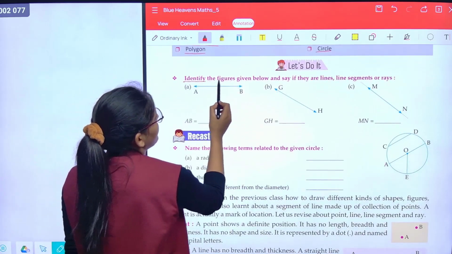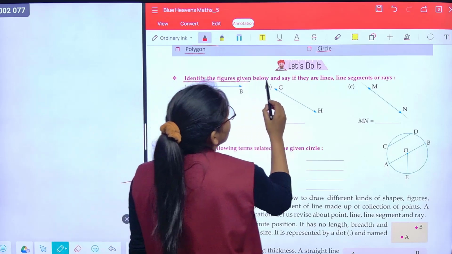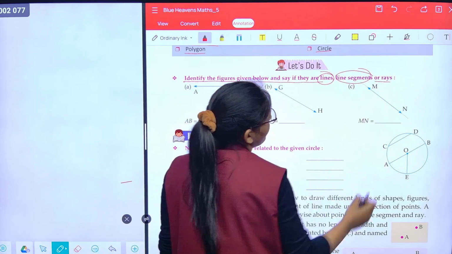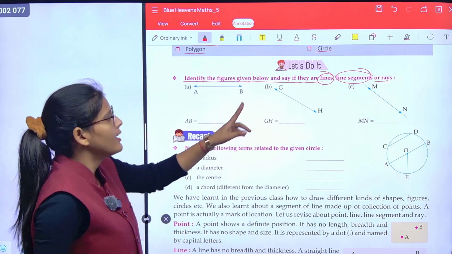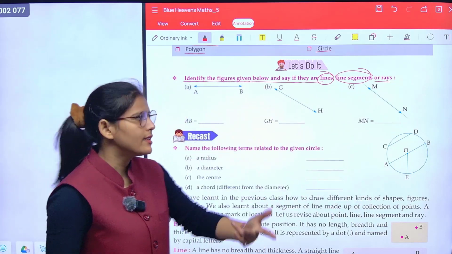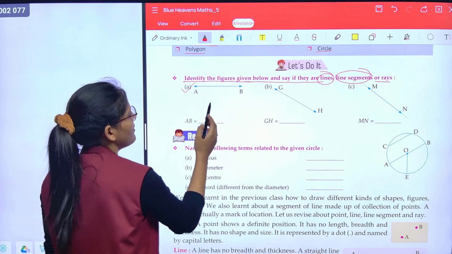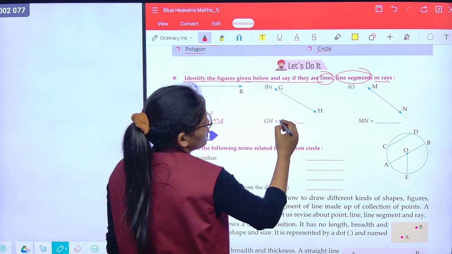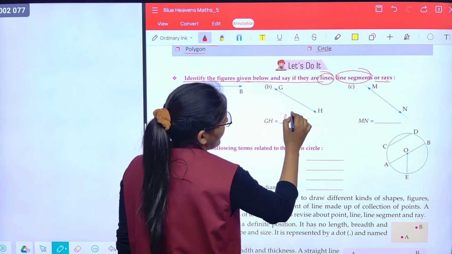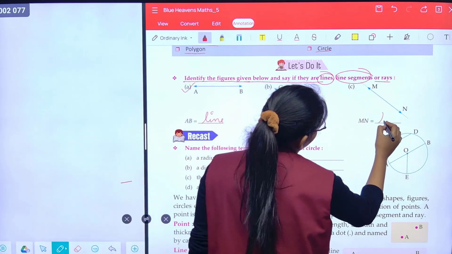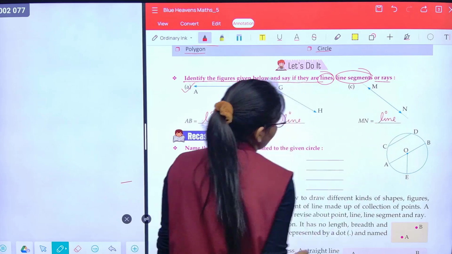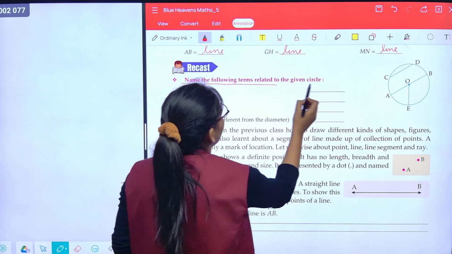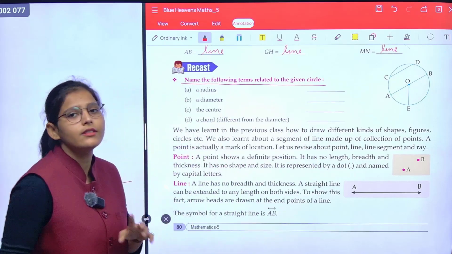Identify the figures given below and say if they are lines, line segments, or rays. Class, see, AB is a line. GH also is a line, and MN is also a line. Understand?